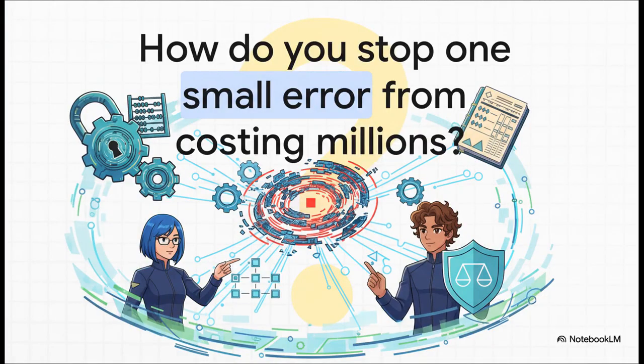So let me ask you a question. How does a massive global company stop one single tiny mistake from snowballing into a multi-million-dollar disaster? Well, the answer is a robust system of checks and balances, and those are called control activities. That's exactly what we're breaking down today.